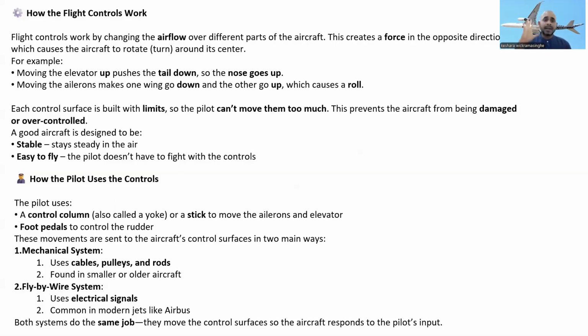So how does the pilot use the controls? The pilot uses a control column, also called a yoke or a stick. Yoke for the Boeing or a stick for the Airbus to move the ailerons and elevator. Foot pedals control the rudder, remember. These movements are sent to the aircraft control surfaces in two ways. First, the mechanical system uses cables, pulleys and rods, and is found in smaller or older aircraft. Second, the fly-by-wire system uses an electrical system. Modern aircraft, Airbus and Boeing also, use the electrical system, common in modern jets like the Airbus. Both systems do the same job: they move the control surfaces so the aircraft responds to the pilot's input.